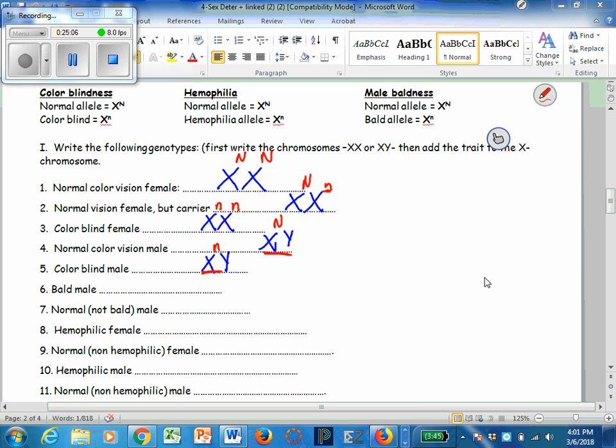So let's look at baldness. So what is a bald male? I'll give you, it's male, so it's XY, and if they're bald, they're going to be X little n Y. A normal male would be XY being a male, and big N for the X because they're normal.